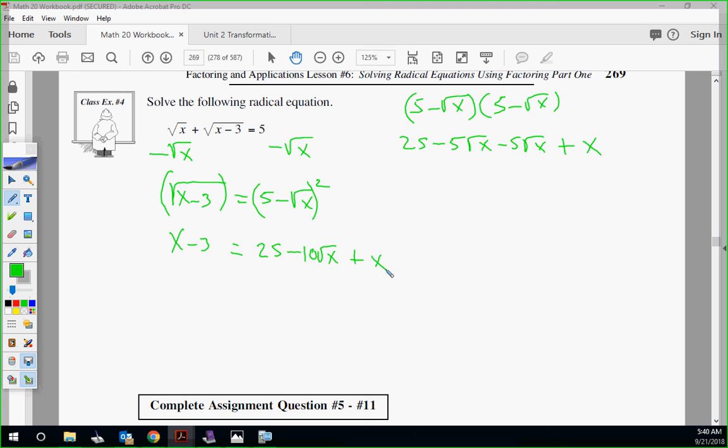And so what you're going to do now is you're going to move the stuff that doesn't have a root on it to the left side. So we're going to minus 25, we're going to minus x. The convenient thing here is the x's actually cancel over here, so that gets rid of a term on this side. Okay, so we get that's gone. We get negative 28 equals negative 10 root x.